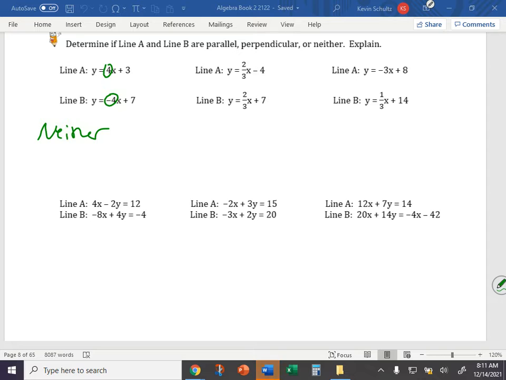No. Are they negative reciprocals? No. Aiden says we've got the negativity there, right? The sign changed, but the fraction didn't flip. Okay? So that is why they are neither.